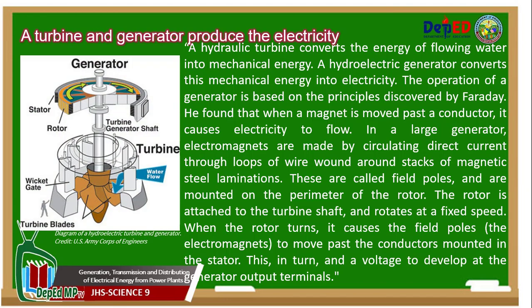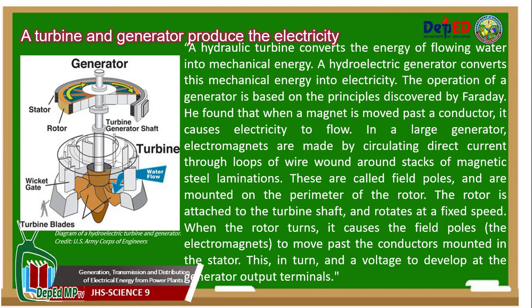How does a turbine and generator produce electricity? As to how this generator works, the Corps of Engineers explains it this way. A hydraulic turbine converts the energy of flowing water into mechanical energy. A hydroelectric generator converts this mechanical energy into electricity. The operation of a generator is based on the principles discovered by Michael Faraday. He found that when a magnet is moved past a conductor, it causes electricity to flow.